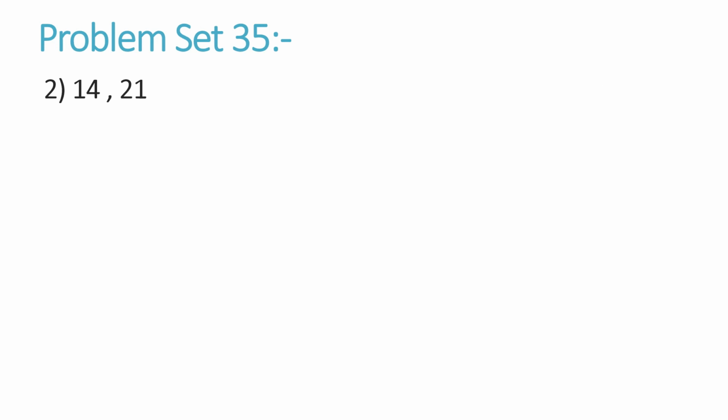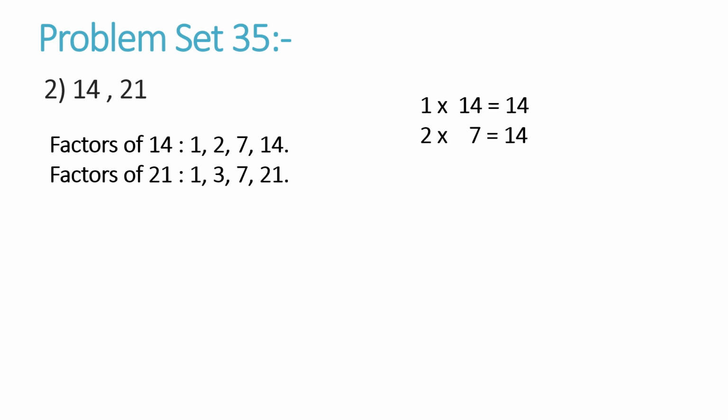Now let's start the second sum, 14 and 21. So first you have to find the factors. 14, start with 1. 1 into 14 is 14. 2 into 7 is 14. Then the 3 and 4 tables, it is not going. 5, 6 also it is not going. Directly it goes in 7. 7 2s are 14, and then directly 14 1 is 14. So all factors you are getting here.